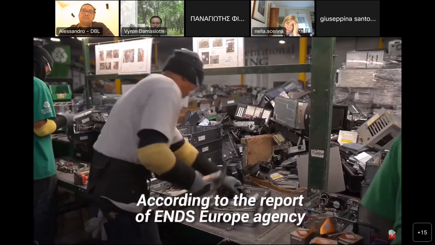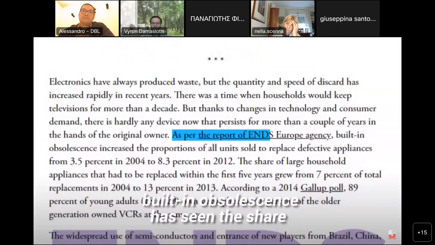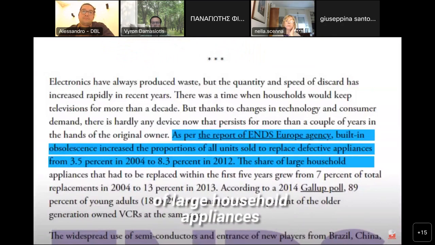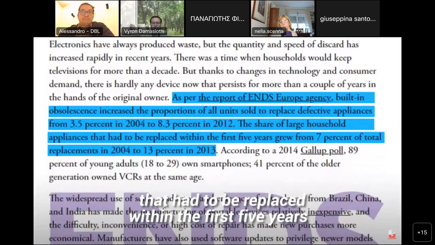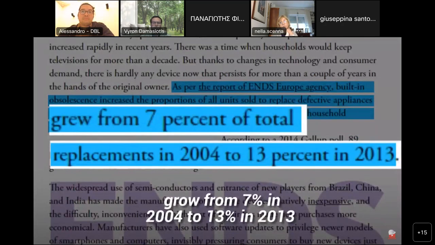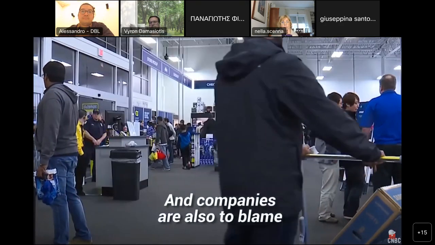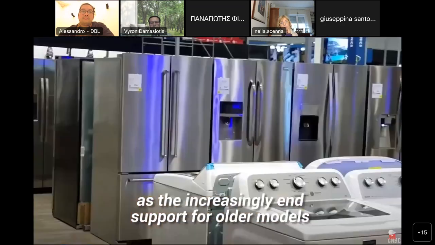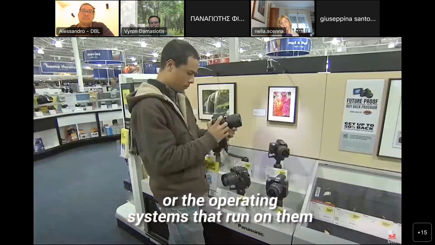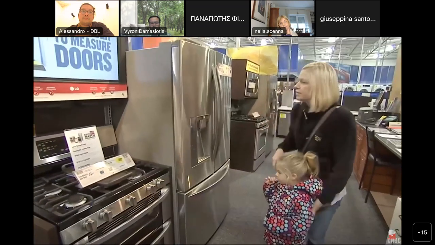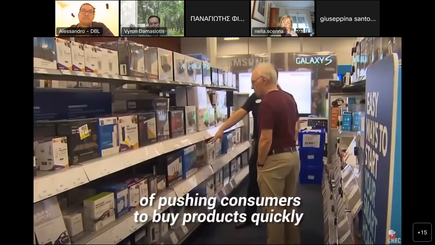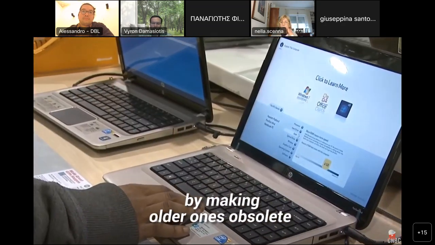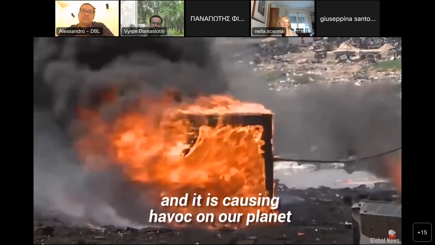According to the report of the European Environment Agency, built-in obsolescence has seen the share of large household appliances that had to be replaced within the first 5 years grow from 7% in 2004 to 13% in 2013. And companies are also to blame, as they increasingly end support for older models or the operating systems that run on them. E-waste is caused by the whole idea of pushing consumers to buy products quickly by making older ones obsolete, and it is causing havoc on our planet.